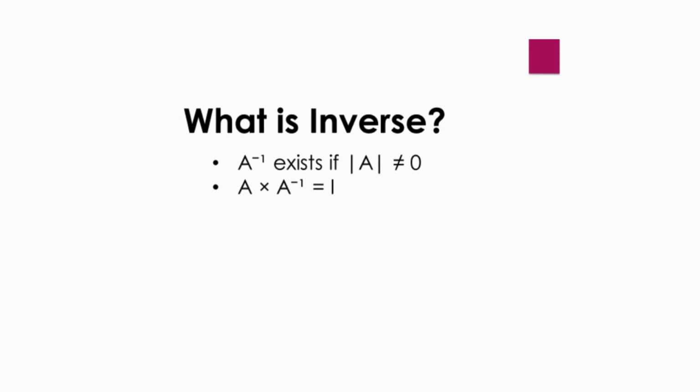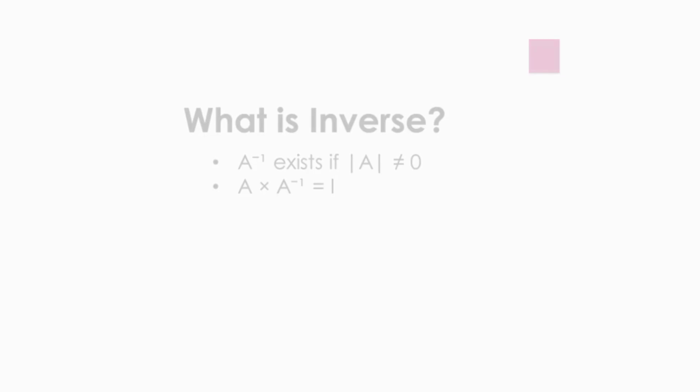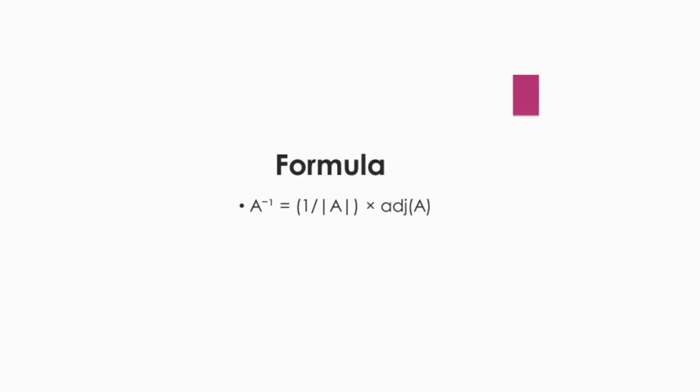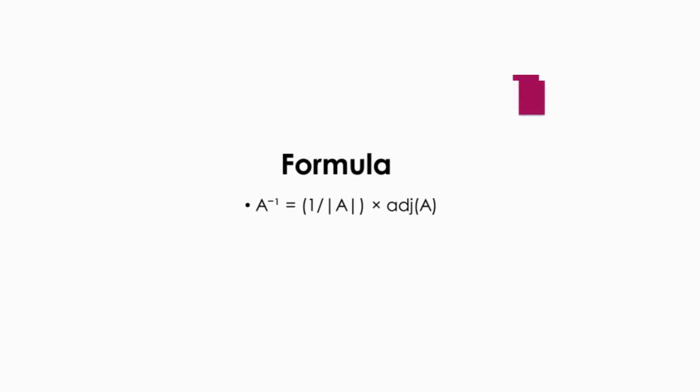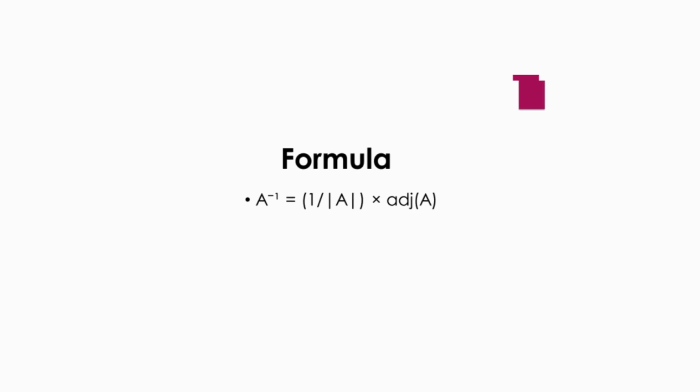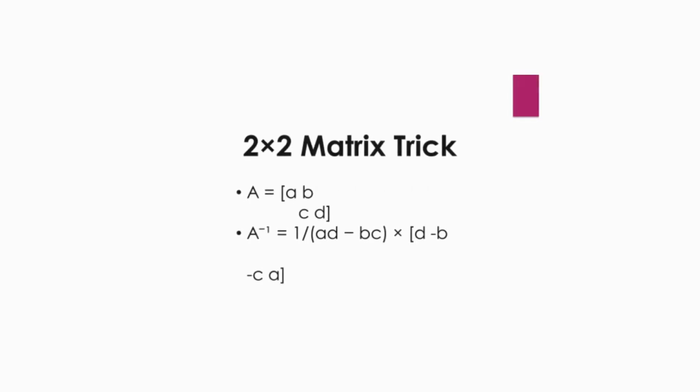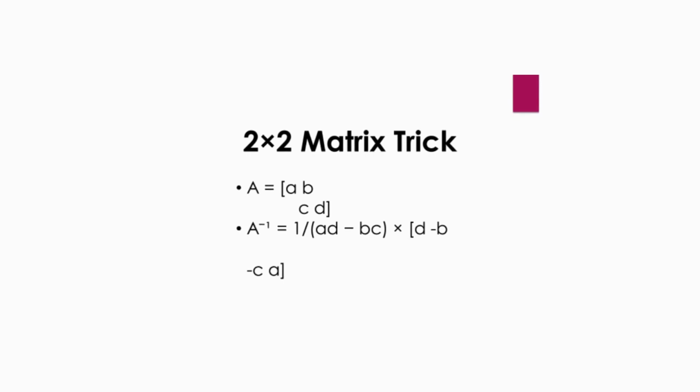First, what is an inverse matrix? It is like division for matrices. If A multiplied by A inverse equals the identity matrix, then A inverse is the inverse of A. But remember one important condition: the determinant should not be 0.